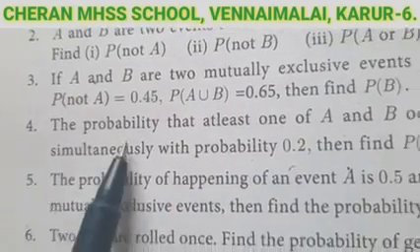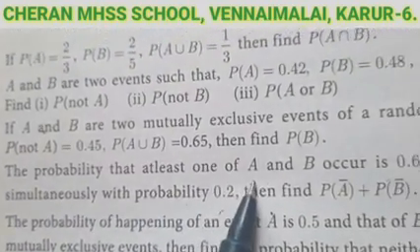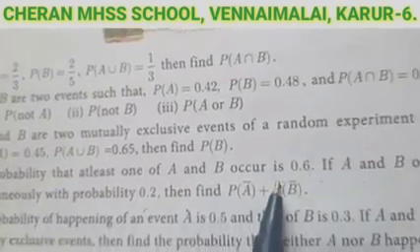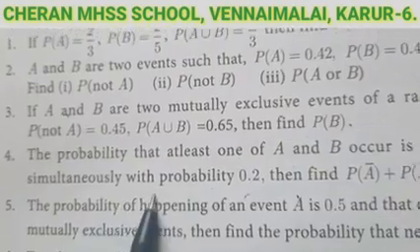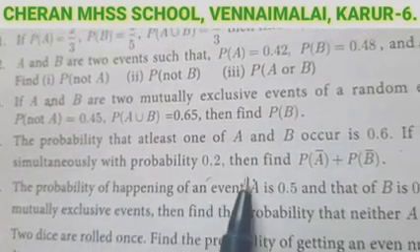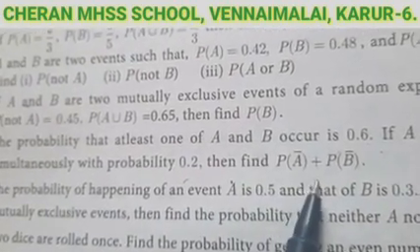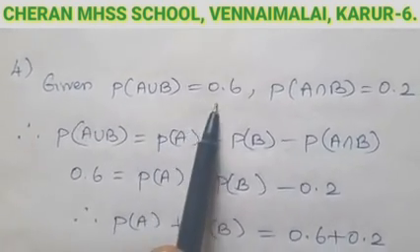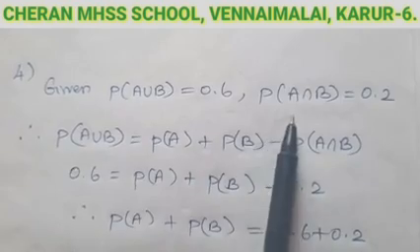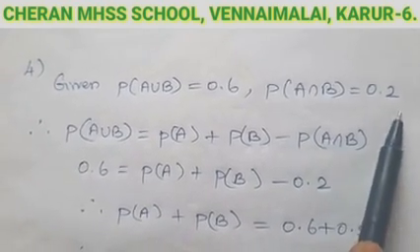Question number 4. The probability that at least one of A and B occur is 0.6. If A and B occur simultaneously with probability 0.2, then find P of A bar plus P of B bar. Sum number 4. Given P of A union B is equal to 0.6, P of A intersection B is 0.2.